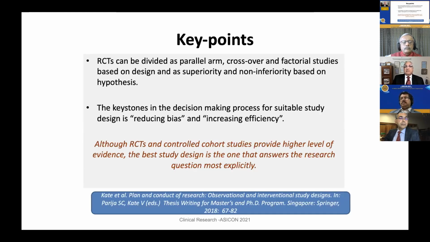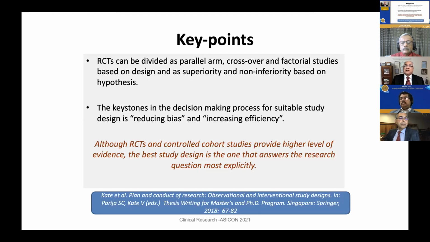RCTs can be divided into parallel arm, crossover, or factorial designs. As I said, the most commonly done RCTs anywhere in the world, even if you take JAMA or New England Journal of Medicine, most of them will be parallel arm only. And of course, you have to decide whether you want to take a superiority hypothesis or a non-inferiority type of hypothesis.